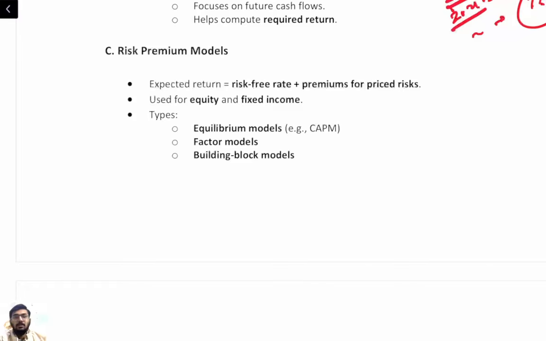Our next model is the risk premium model. Risk premium model means what? Expected return is equal to the risk-free rate plus premium for the priced risk. Basically, if I am taking some extra risk, I need a premium for that. So what is risk premium? Extra reward for taking additional risk. This will include your CAPM, factor models and build-up models.